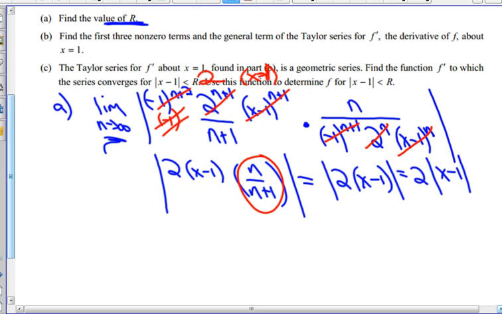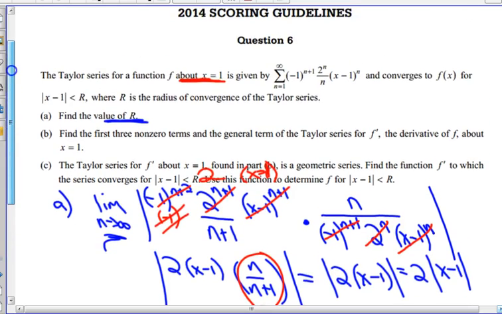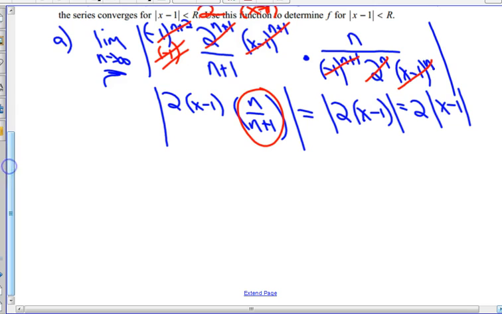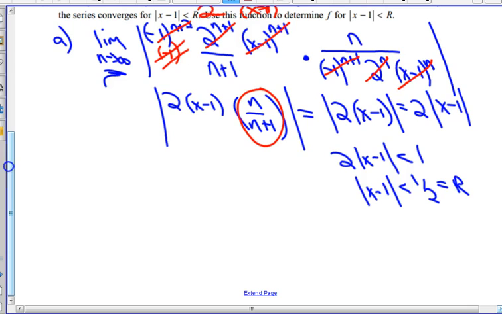I look back up at the question, and I notice that they have it written as x minus 1 less than r. I know when I do the ratio test, this ratio should be less than 1. So if I solve for the absolute value of x minus 1, I'll get less than a half. So that would be my r value. My r would equal this half.